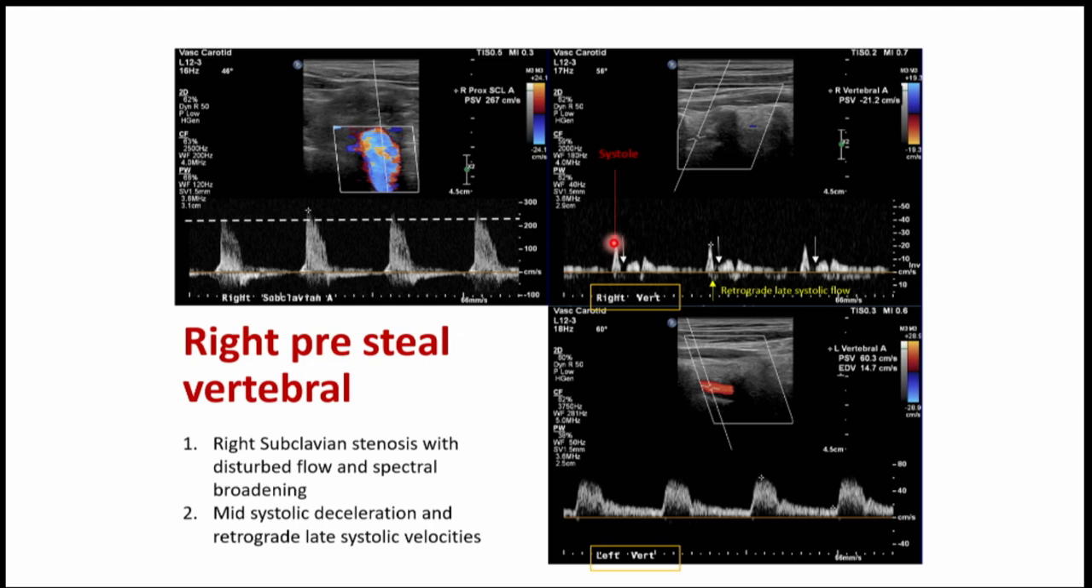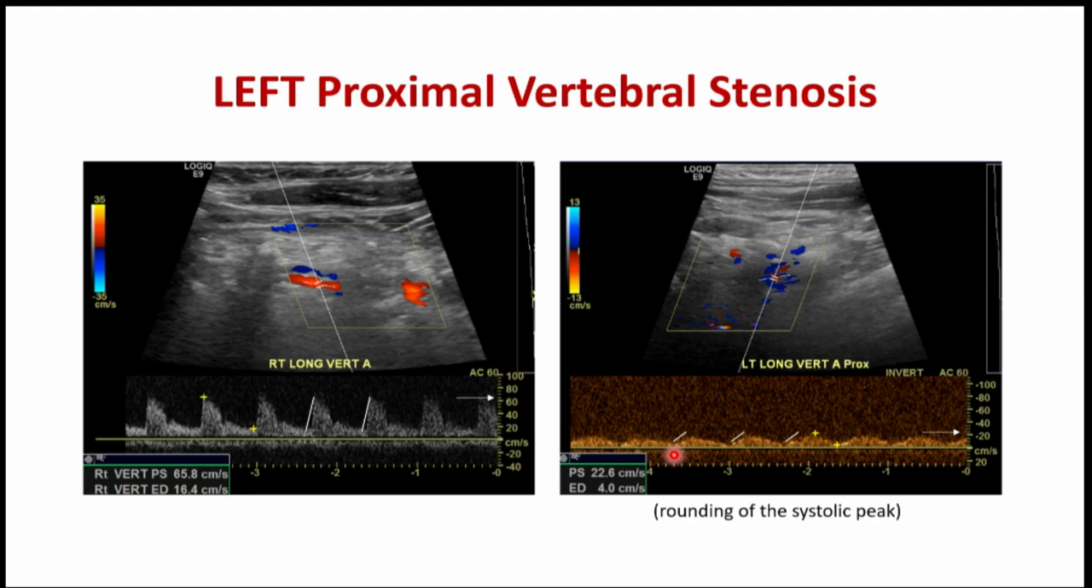And you see, there's systole, boom, there's a big dip in the mid-systolic waveform, almost to zero, okay? And then you see the diastolic component. And that's the right side. Compare that with the left side. So we know that on the right side there's evidence of steal as we compare this waveform with its counterpart on the left side. Left proximal vertebral artery stenosis.